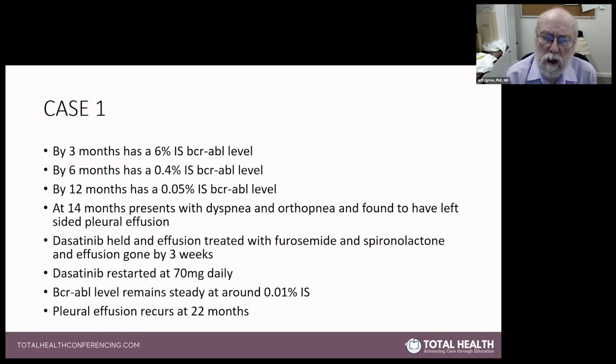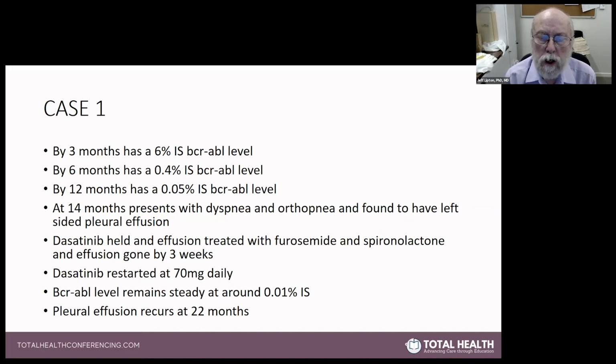At 14 months, he presented with dyspnea and orthopnea and was found to have a pleural effusion. And this is not an uncommon finding with dasatinib, with up to 1/3 of patients developing this at one time or another. Remember, this is something that occurs as an autoimmune response. It is not a cardiac failure response. So chest x-ray revealed the pleural effusion, so the dasatinib was held, and he was treated with a combination of diuretics, furosemide and spironolactone, and the effusion was gone by 3 weeks.